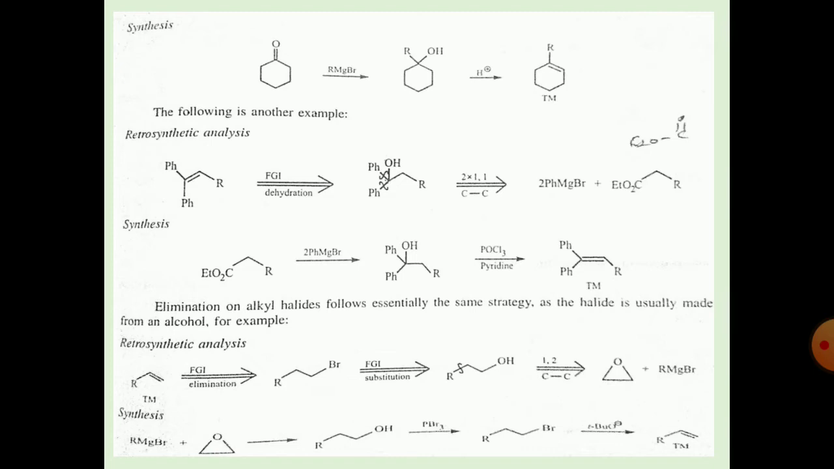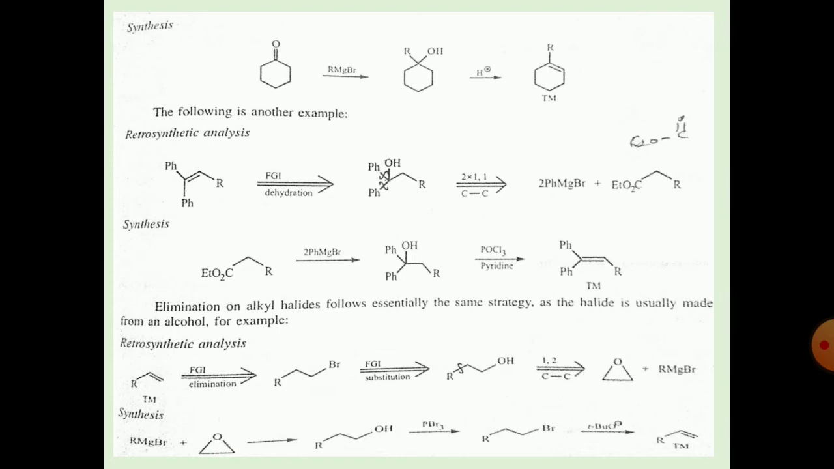Then another example of retrosynthetic analysis. The first step is a functional group interconversion, the dehydration. So there is an alcohol, and then both Ph groups are cleaved out. One carbon-carbon bond is cleaved, forming the 2 PhMgR Grignard reagent and this ester molecule.